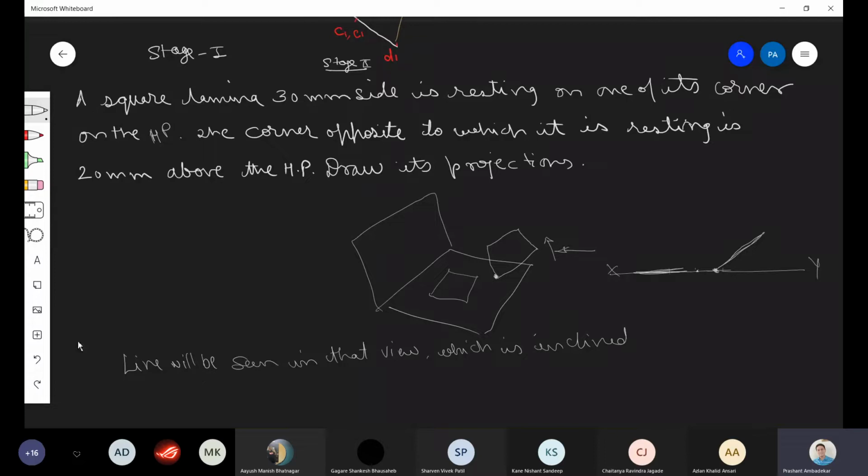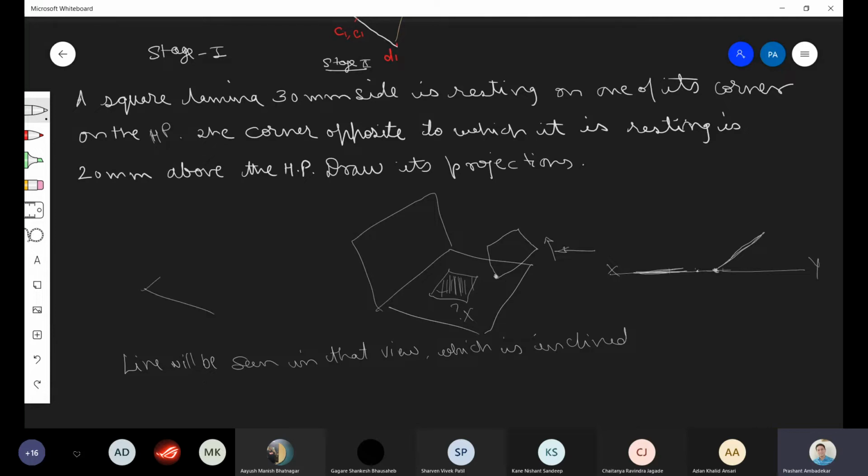So for that, I am reading the question. A square lamina, so one view will be a square, the other view will be a line. The side of the square is 30 mm and it is resting on one of its corners on the HP. So it is resting on HP on one of its corners. Now if the entire lamina is resting on HP, we have put it fully on HP. It is lying on the HP. Now, is this what we want? No, we don't want the entire lamina to rest on HP.